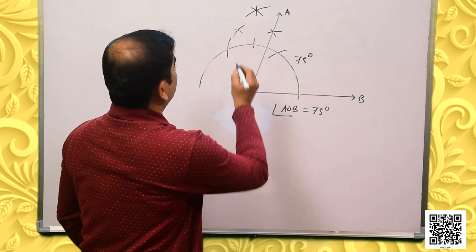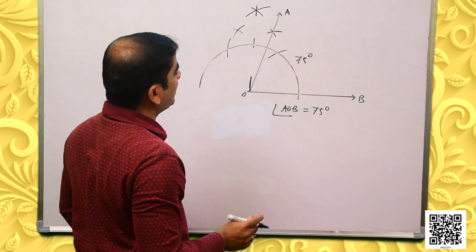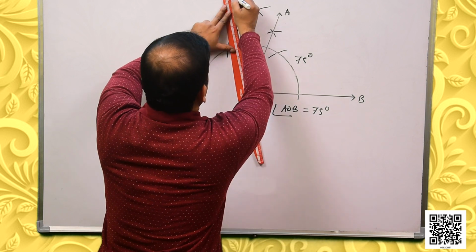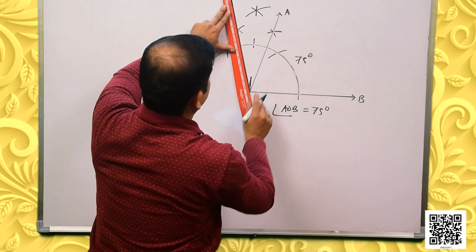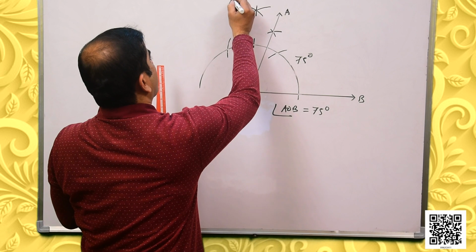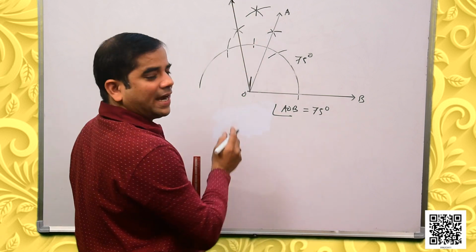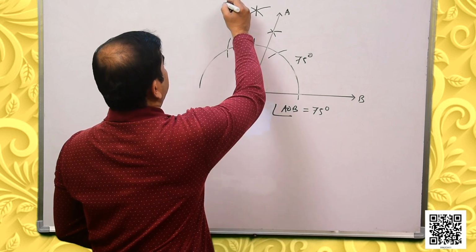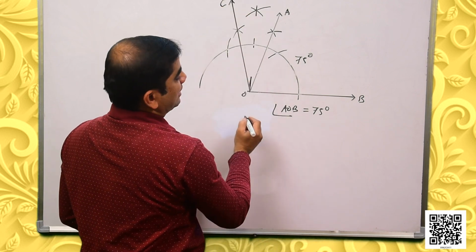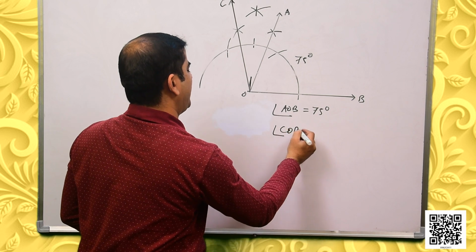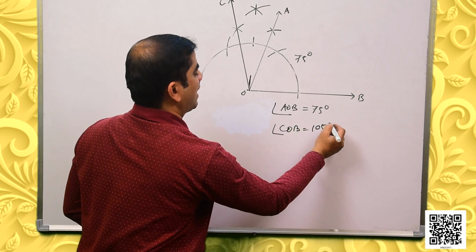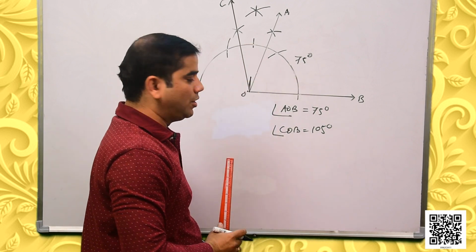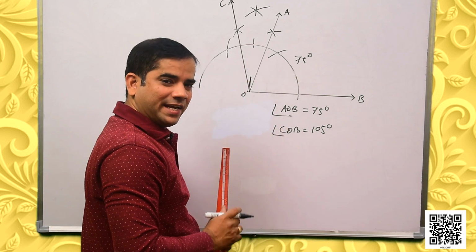Students, now we have got another point of intersection over here. So when I join this point with the vertex, I will get the angle value of 105 degree. That means if this is C, then angle COB is equal to 105 degree. That means from here to here, the angular value will be 105 degree.